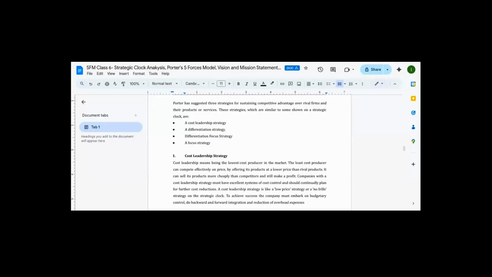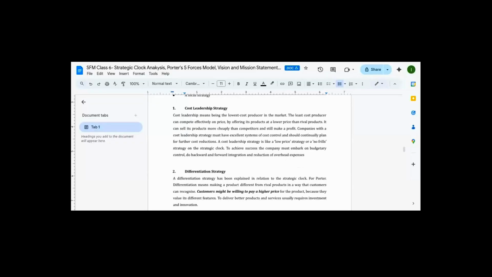It is one that you can use to achieve your corporate objective and profitability. So what do we mean by cost leadership strategy? The cost leadership strategy means being the lowest cost producer in the market.